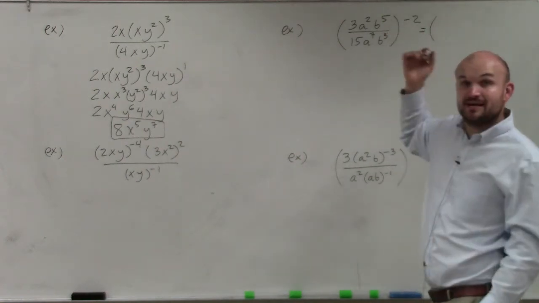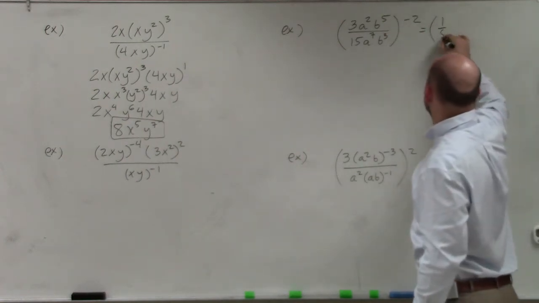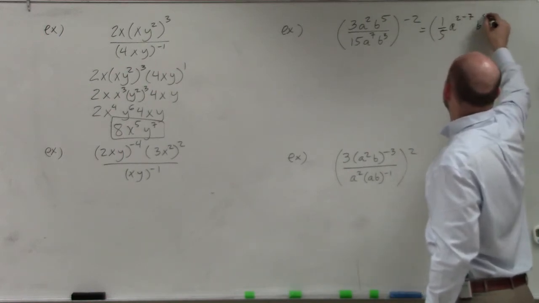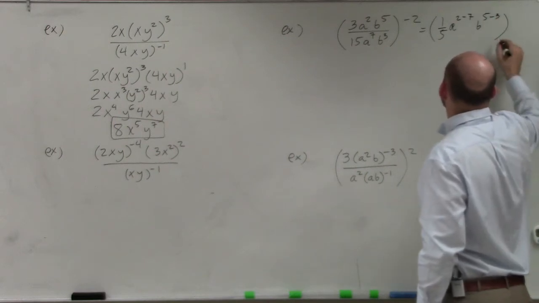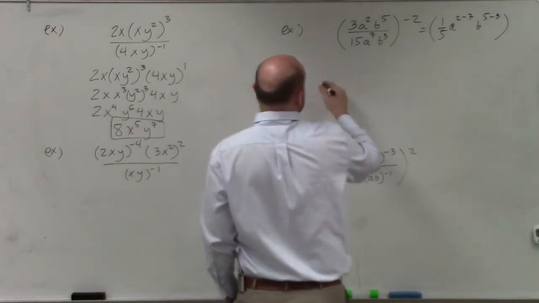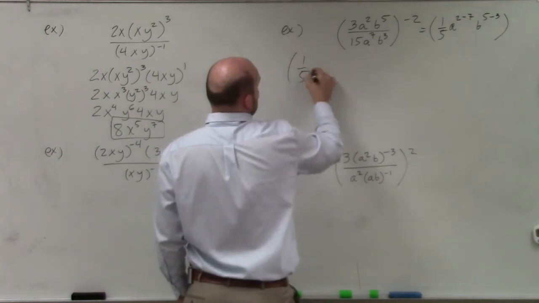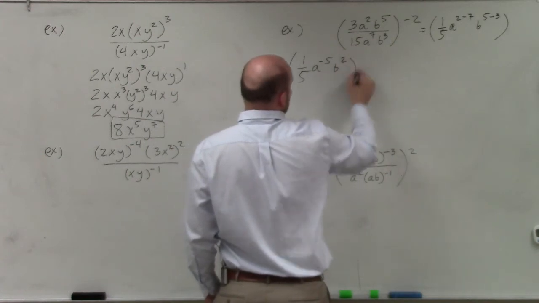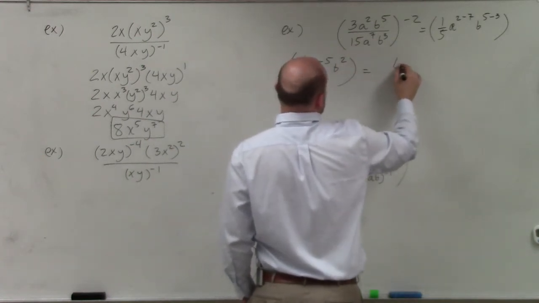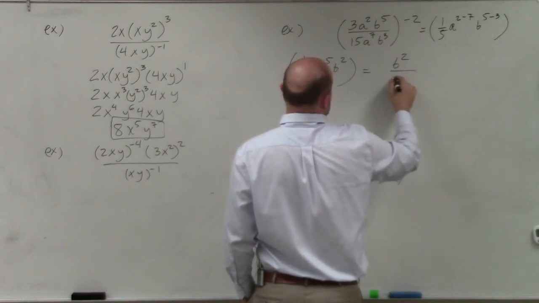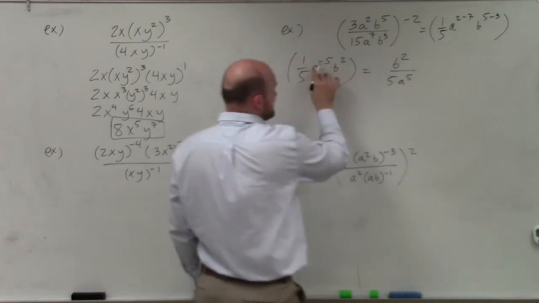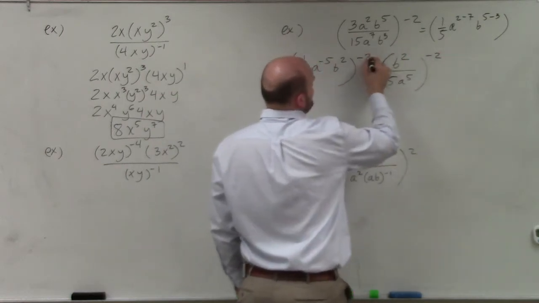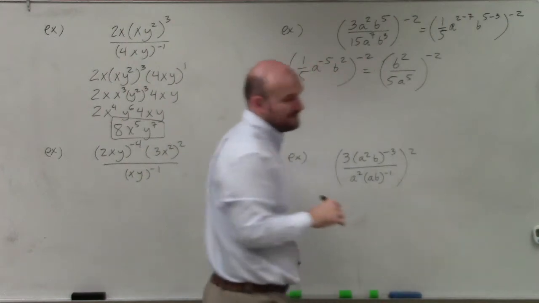So 3 over 15 can be reduced to a fraction as 1 over 5. And then here I'd have a squared minus 7 and b to the fifth minus 3. Let's go back and review: a to the negative fifth, and that's b squared. So that would leave me with b squared over 5a to the fifth, because remember, whenever it's a negative, we need to make sure we put it in the denominator. And then again, this is still raised to that negative second power. Don't forget about that.